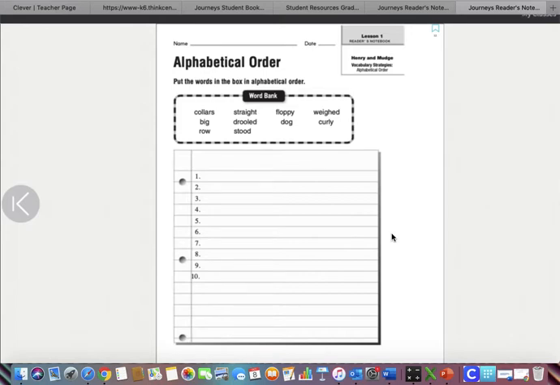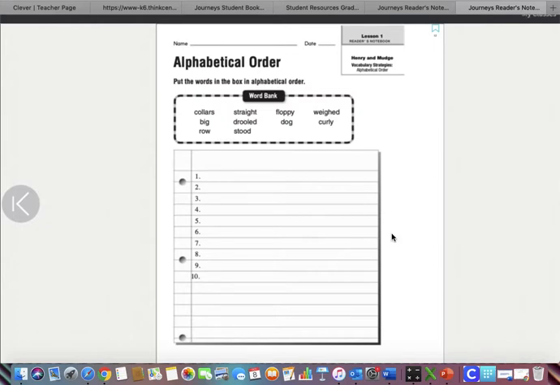So I have drooled and I have dog. Which one of those words do you think is going to come first? Drooled or dog? Now they both start with D, so I have to look at the second letter in each word. I have an R and an O. Which one do you think is going to come first, Levi? Dog. Dog, right. D-O-G, dog, is going to be number 4. So write D-O-G, dog, for number 4.